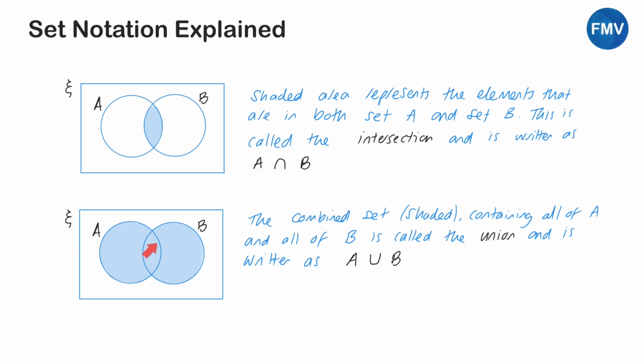And on this one here, where both A and B are shaded, we're looking at all of the elements in A and the elements in B, and that's called a combined set. So they're shaded, and they contain all of A and all of B, and that is called the union, and that is written as A U B. Not really a U, but it looks like a U. So all of A and B together are considered to be the union, and it's written as A union B.